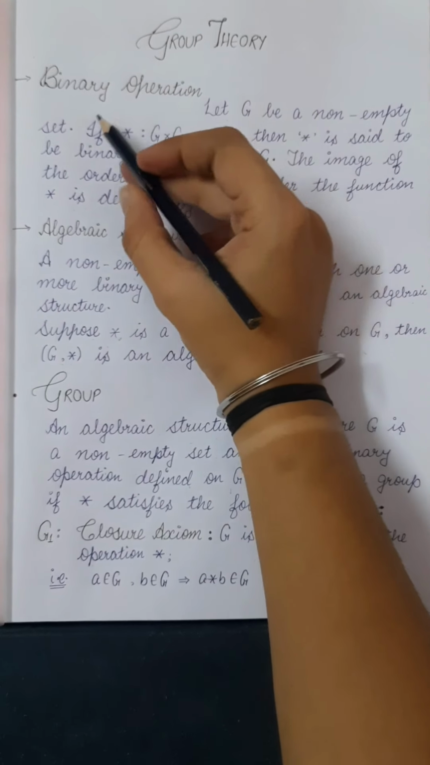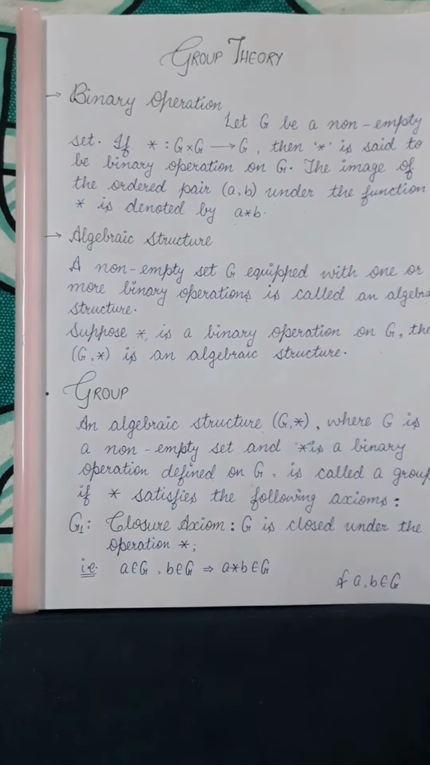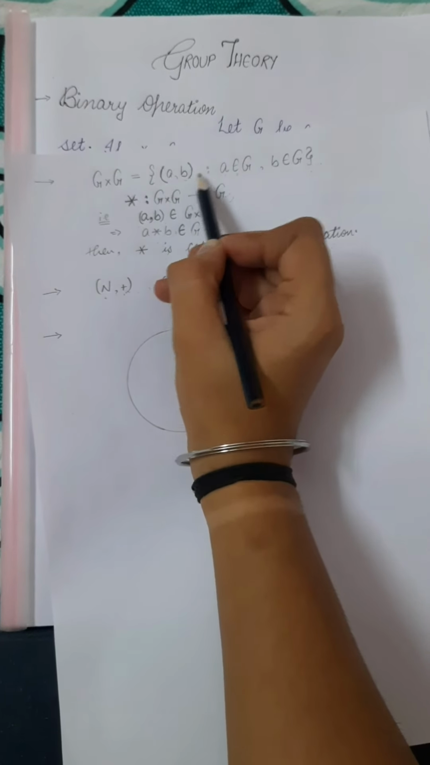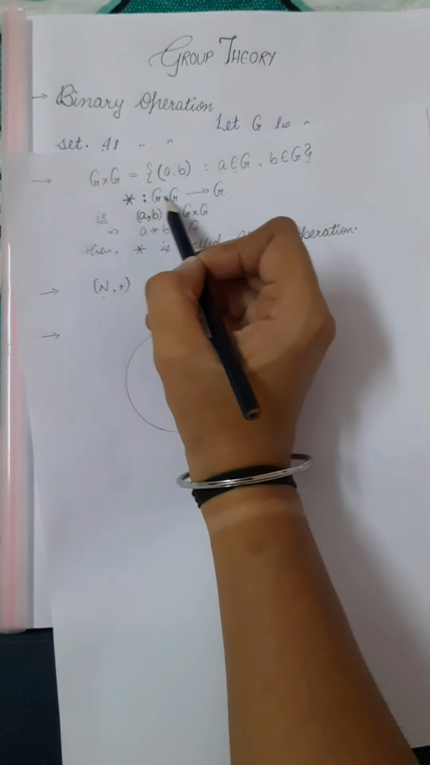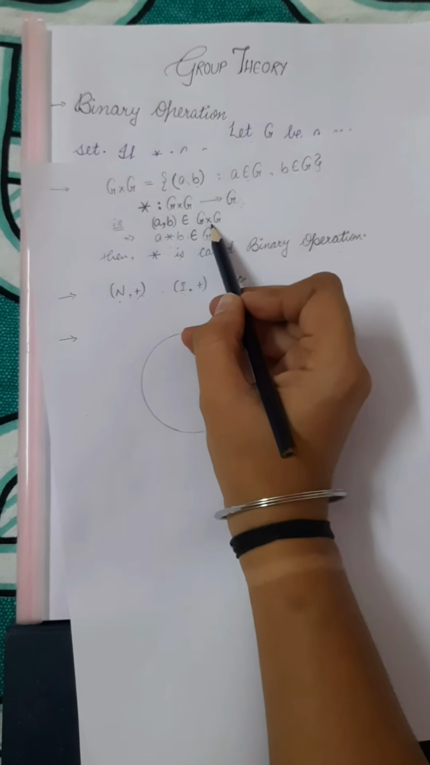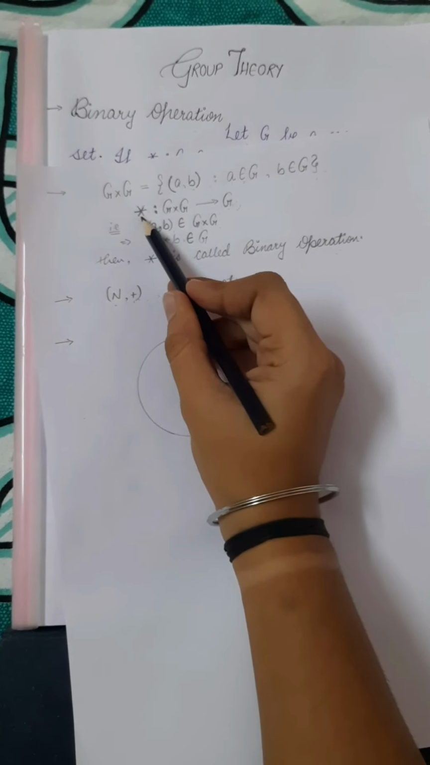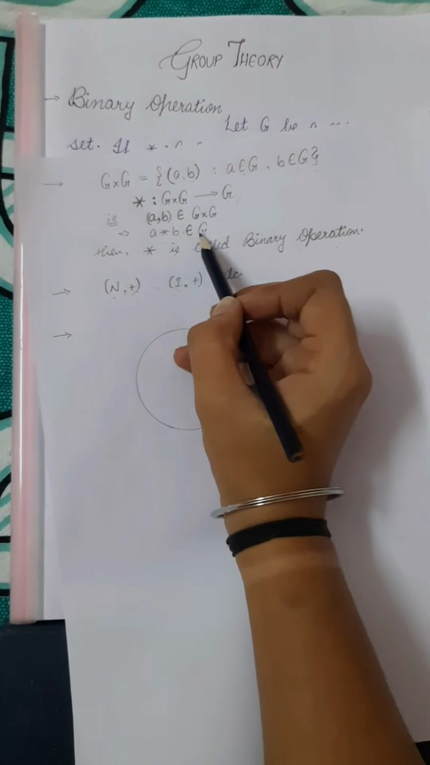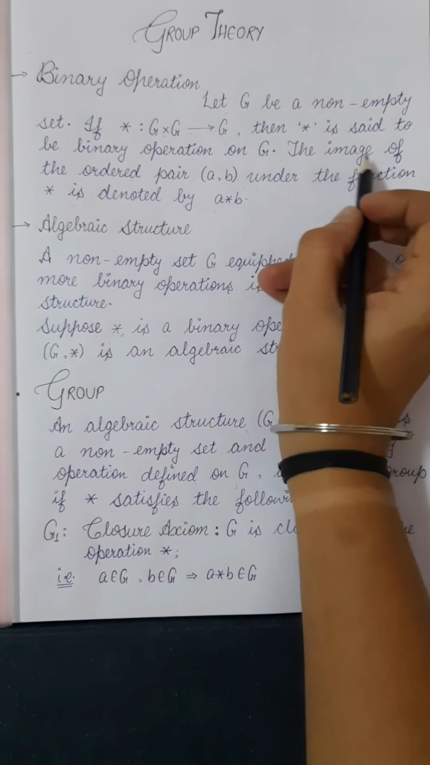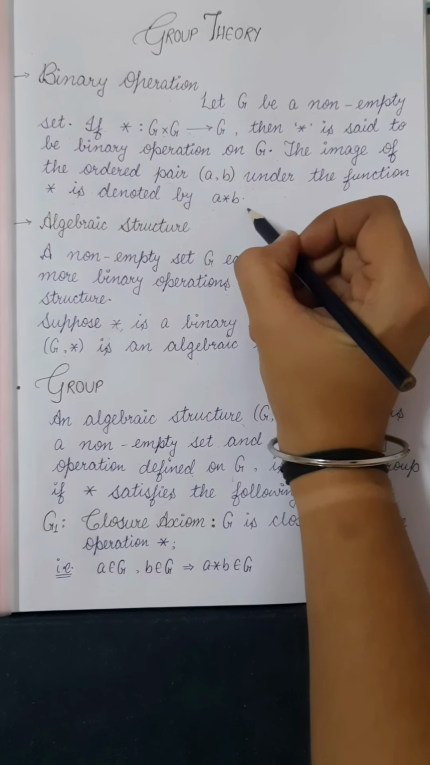Let G be a non-empty set, and let asterisk from G cross G to G, where G cross G is defined as the set of ordered pairs of elements. When a, b belongs to G, then the ordered pair (a, b) under the mapping asterisk from G cross G to G gives a asterisk b, which is an element of G. So asterisk is called a binary operation. The image of the ordered pair (a, b) under the function asterisk is denoted by a asterisk b.